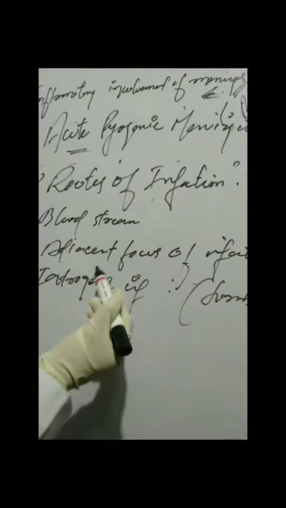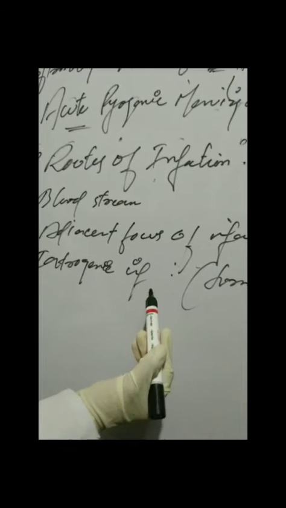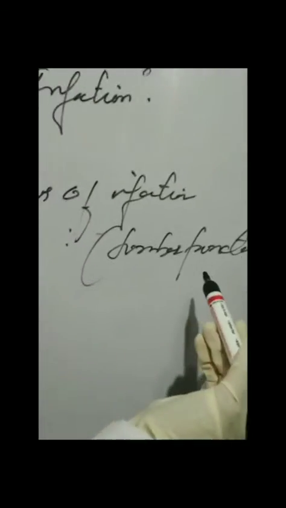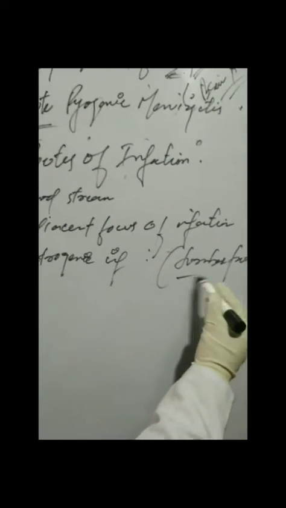So first is the bloodstream, which is the most common route, and second is the adjacent focus of infection, or we can say next to infection, and third is the iatrogenic infection. That's introduction of microorganisms at the time of operation, or at the time of lumbar puncture, also called spinal tap.